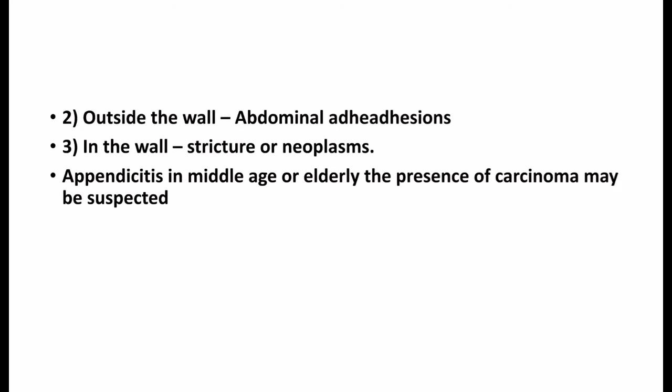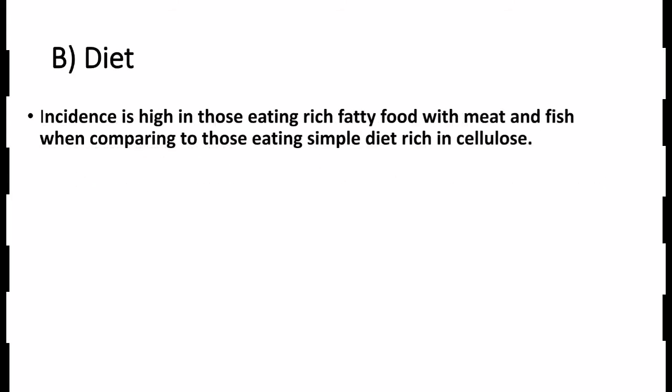Second one, obstruction from outside the wall. Example, abdominal adhesions. This is seen in patients who have undergone open abdominal surgeries. Third one, in the wall. Stricture or neoplasms. Appendicitis in middle-aged or elderly, presence of carcinoma may be suspected. B. Diet. Incidence is high in those eating rich fatty food with meat and fish when compared to those eating simple diet rich in cellulose.